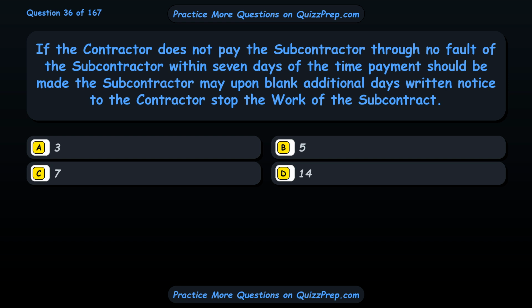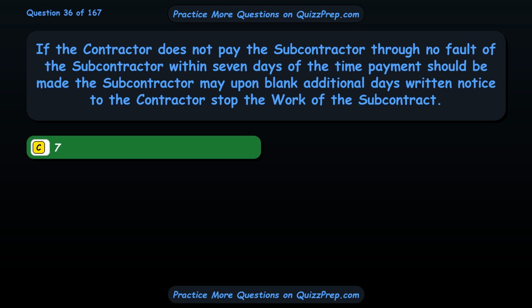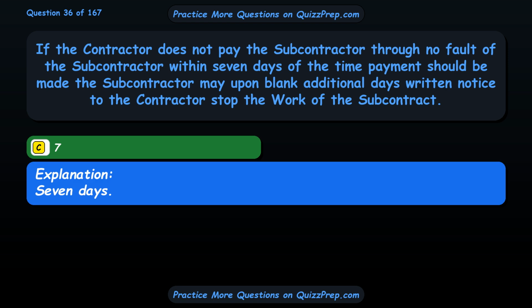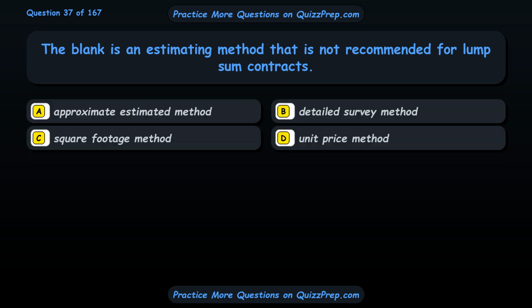Option A, 3. Option B, 5. Option C, 7. Option D, 14. The correct answer is option C, 7. 7 days. Question 37. The blank is an estimating method that is not recommended for lump sum contracts.